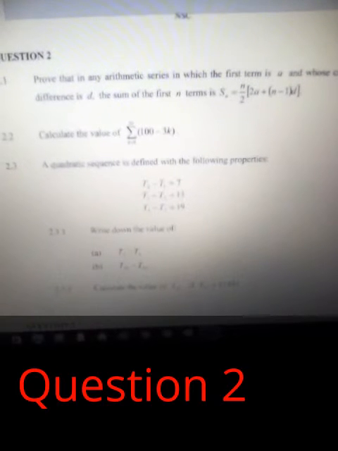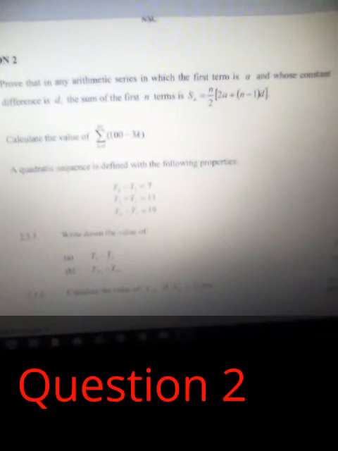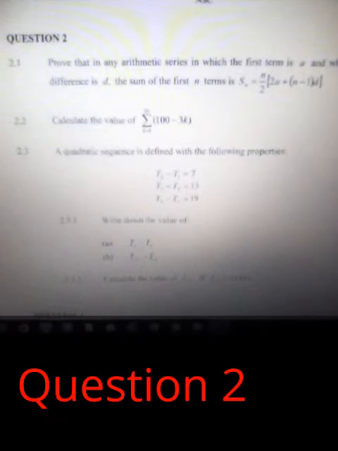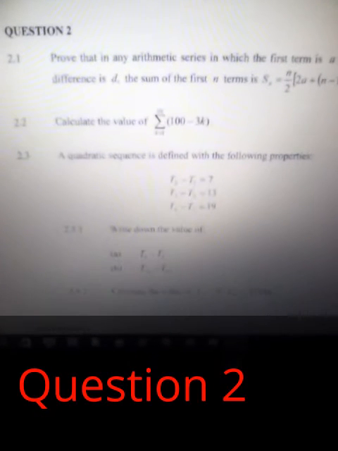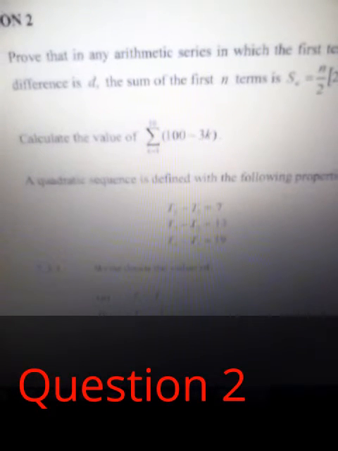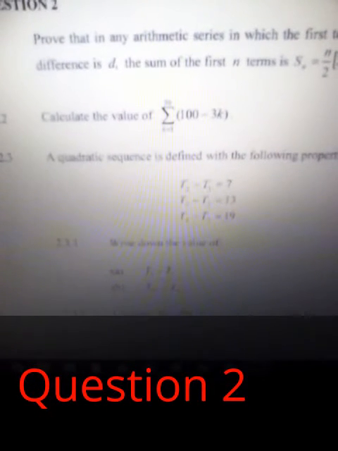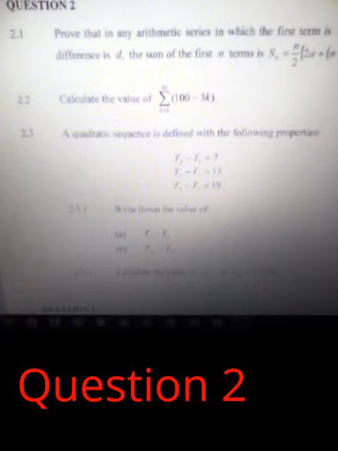Prove that in any arithmetic series in which the first term is a and whose constant difference is d, the sum of the first n terms, Sn, is equal to n divided by 2 all into 2a plus n minus 1 all into d. Therefore 2.2, calculate the value of the sum of 50 terms when you start k is equal to 100 minus 3k. 2.3, you say that a quadratic sequence is defined with the following properties.